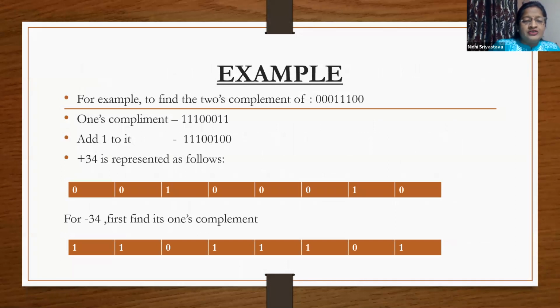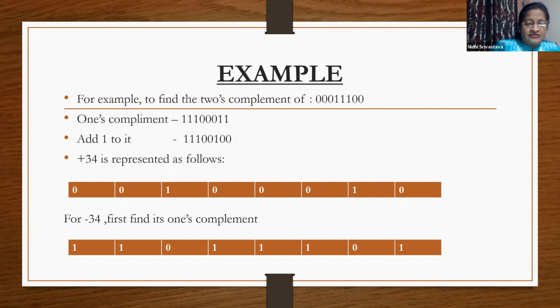For example, to find the 2's complement of 00011100, the 1's complement is 11100011, add 1 to it. Now 11100100. Plus 34 is represented as follows: 0 0 1 0 0 0 1 0.